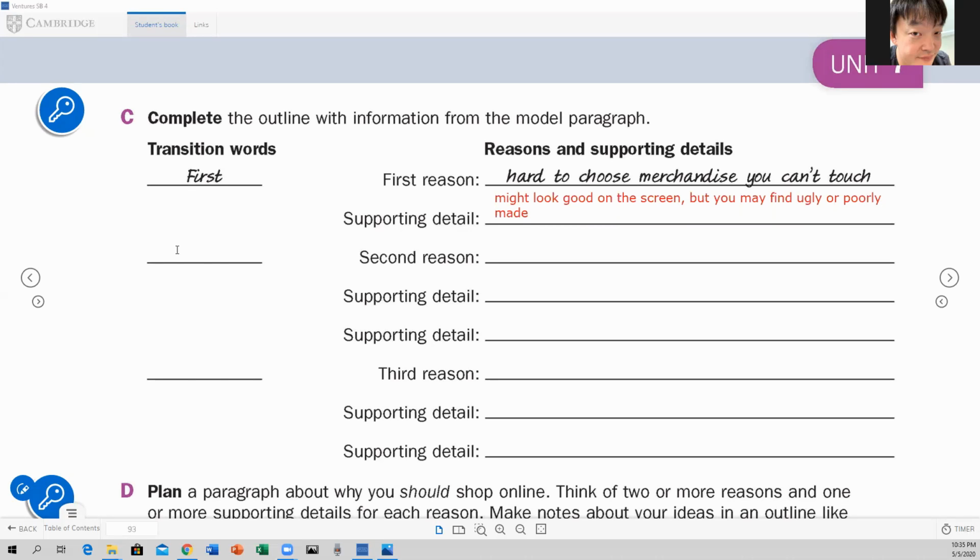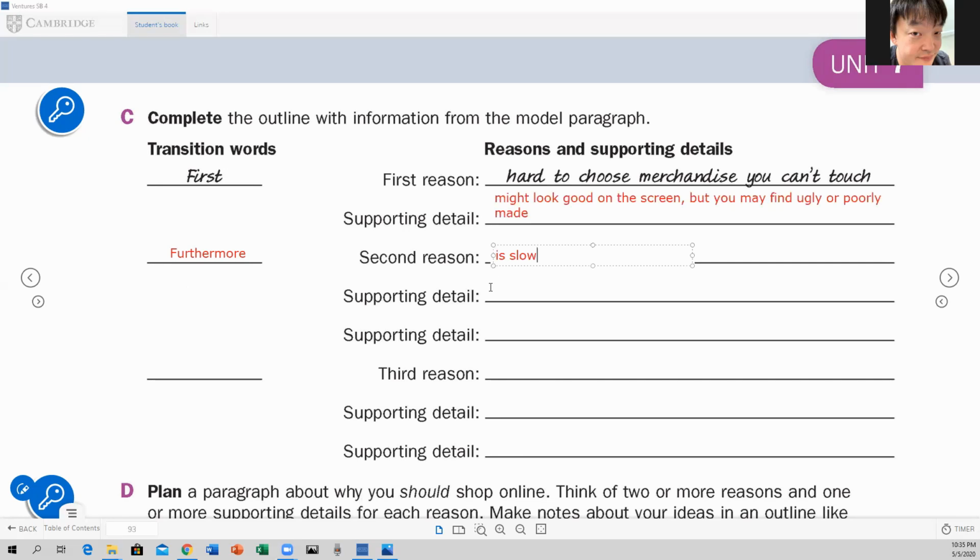What's the transition the person uses for the second reason? Very good. Furthermore, it's a transition word. And what is the second reason? Why is shopping online a bad idea? Because shopping online is slow, right? That's the second reason. And what's the supporting detail?